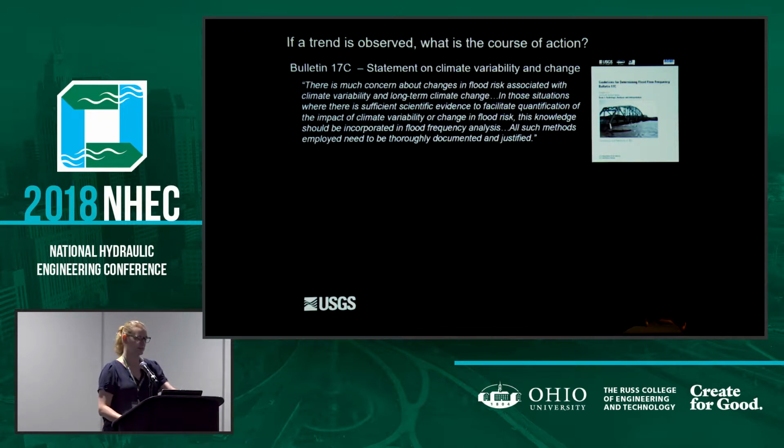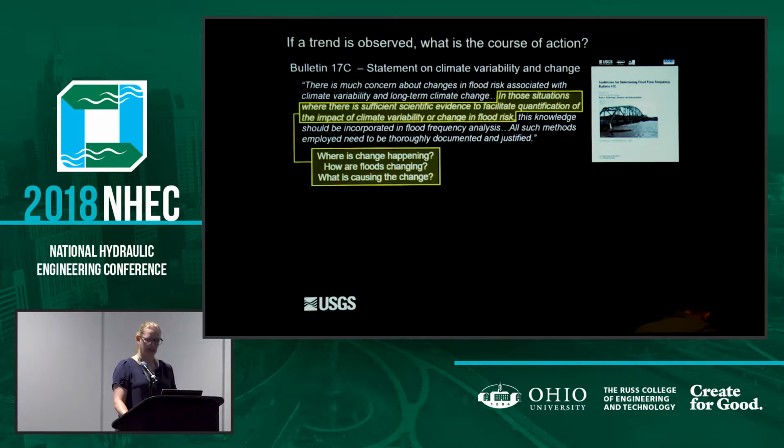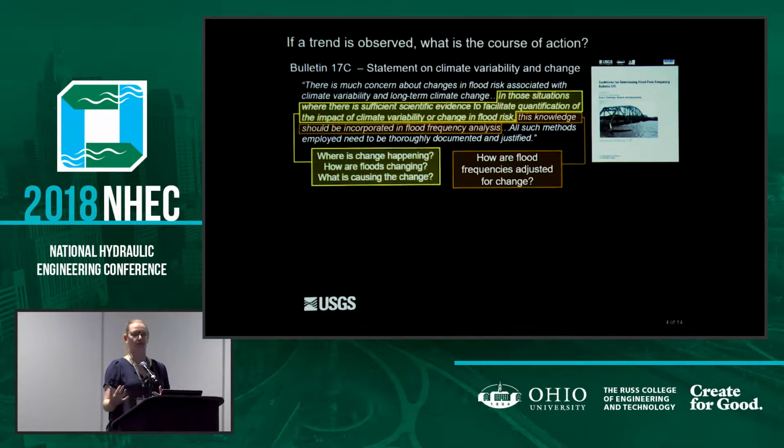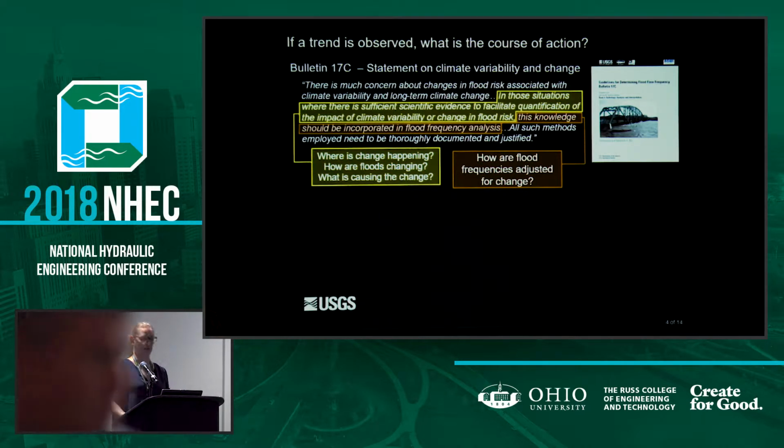make those adjustments. And so if you pick apart this statement, there are several research questions embedded in that. First of all, the questions are, where is flood change happening? How are floods changing and what is causing the change? That gets at providing sufficient scientific evidence to quantify the impact of climate variability or change in flood risk. And then, of course, the actionable part is, if we do know the answer to these questions, then how do we actually make the adjustments for flood frequency under observed changes that we've seen in our historical data?